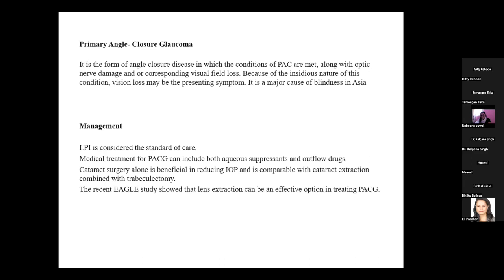Primary angle closure glaucoma is the form of angle closure disease where there is primary angle closure along with optic nerve damage and corresponding visual field loss. It is the major cause of blindness in Asia. Management is laser peripheral iridotomy, medical treatment, then cataract surgery alone, or sometimes we have to combine cataract surgery with trabeculectomy.